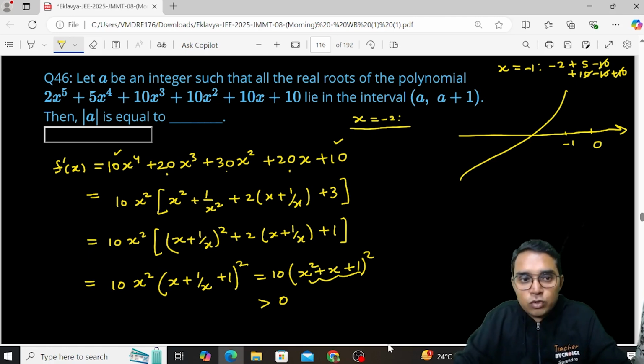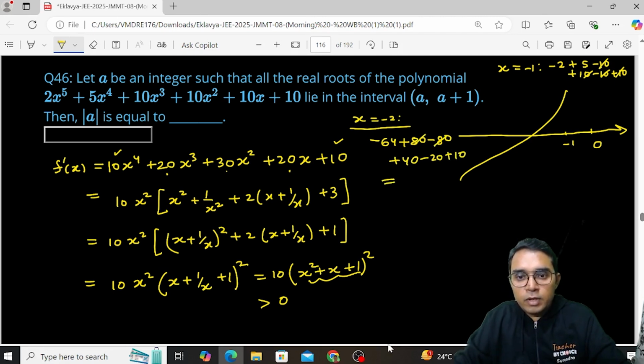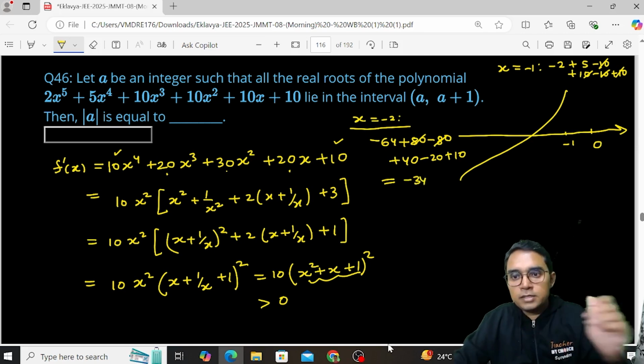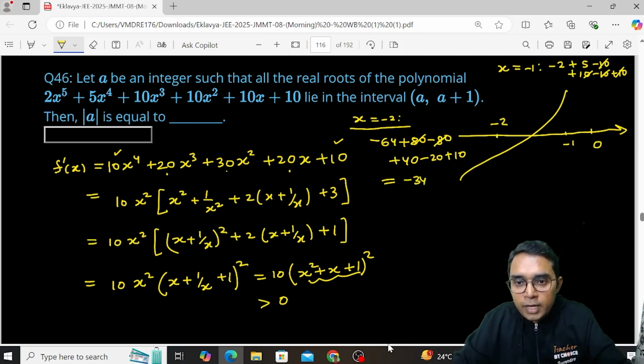Like -2 if you put, you will be getting, I think, -64 plus 80 minus 80 once again, plus 40 minus 20 plus 10. So this 80 gets cancelled and we are getting 40 plus 10, 50 minus 20, 30. Minus 64 plus 30 is minus 34. So this value at -2 is negative. Okay, negative, that means the root will be lying in the interval -2 to -1. So the value of a will be -2 and hence mod a will be equal to 2. Okay, so this is how this question is done.